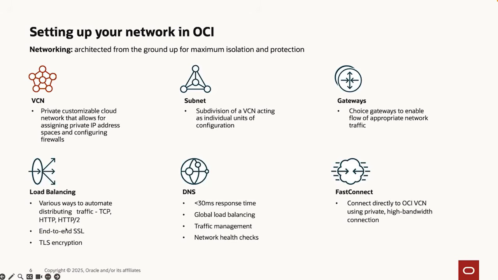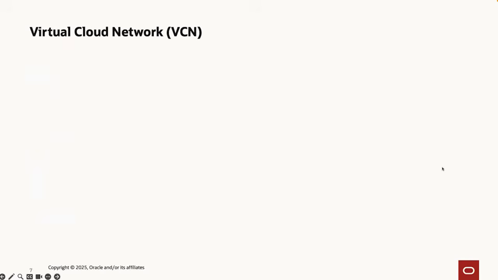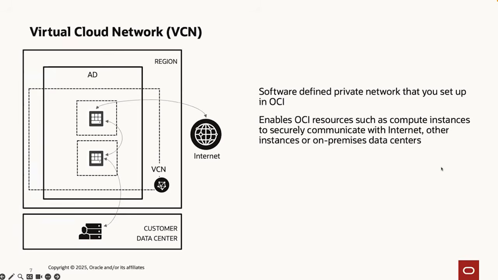Our load balancing service provides automatic traffic distribution from one entry point to multiple servers reachable from your VCN. DNS stands for Domain Name System, and this service translates human readable domain names to machine readable IP addresses. And then lastly, we'll cover FastConnect, which is our high speed, low latency, dedicated connection that allows you to access public and private Oracle Cloud services from your local infrastructure. So let's go ahead and jump into our virtual cloud network.